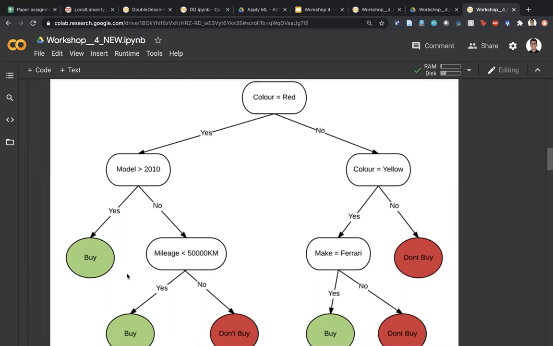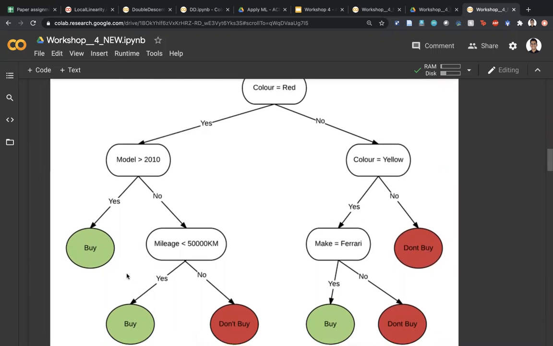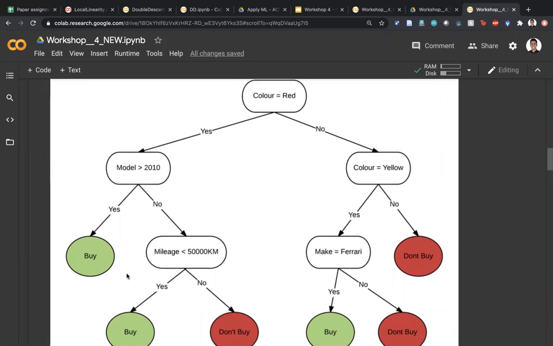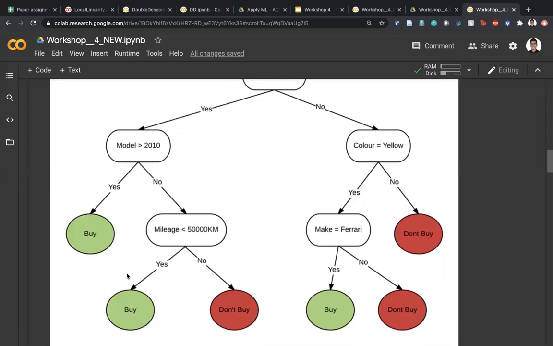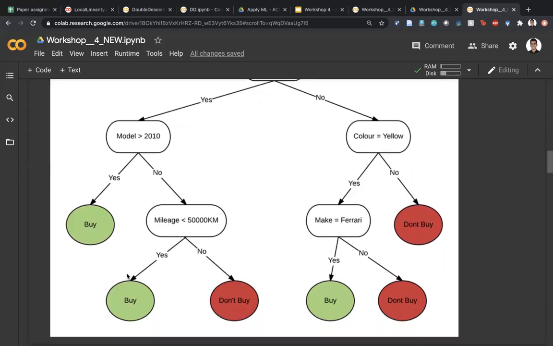We start off with our baseline assumption of color. So is the color red, right? If the color is red, we go to the left. If the color isn't red, we go to the right. Then we ask, is the color yellow? If it's not yellow, then we don't buy it. If the color is yellow but it's a Ferrari, then we do buy it.